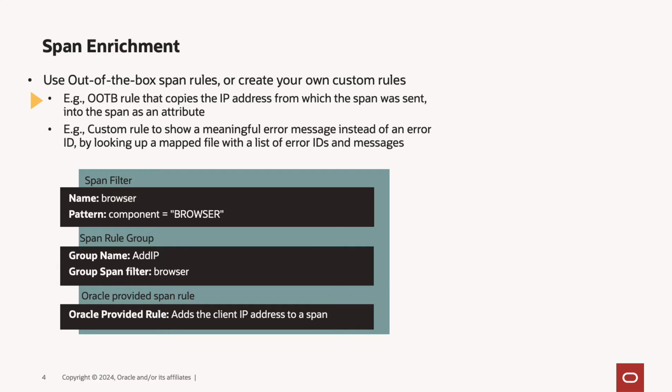The diagram shows the configuration. First, you will define the span filter. This is a condition of the query in trace query language. In this example, the filter pattern is component equals to browser.